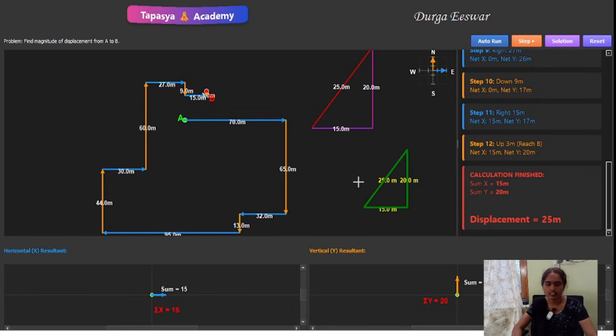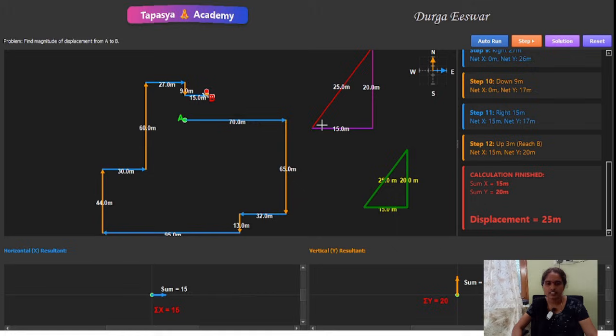Applying the Pythagoras theorem to this right angle triangle, hypotenuse square equals side square plus side square. Substituting the values, hypotenuse equals root of 15 square plus 20 square, root of 225 plus 400, root of 625. The root of 25 square gets cancelled. 25 meters is the resultant displacement.